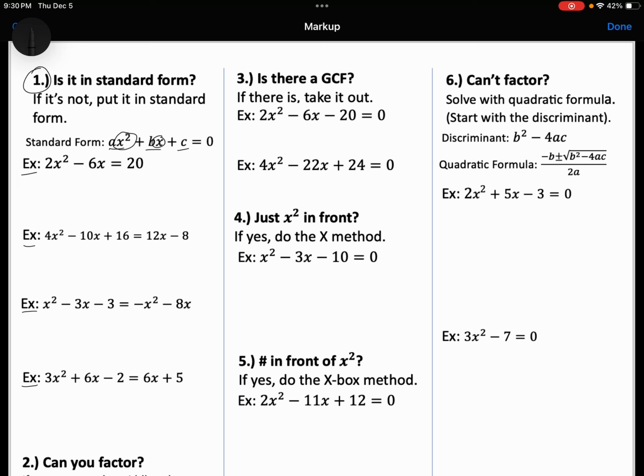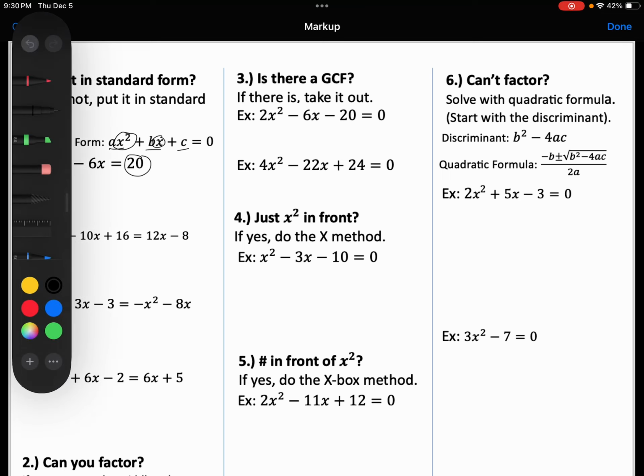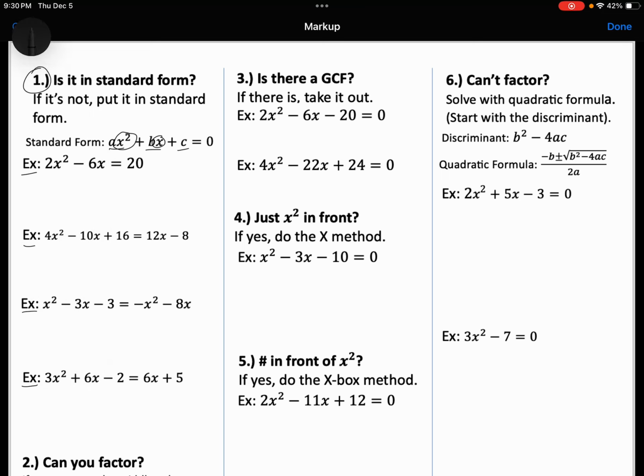In order to do that, we need to make sure all of the terms are on one side. So over here, I see that I have a 20 that is on the opposite side as the other terms. And so what I'm going to do is subtract 20 in order to cancel that from this side. And that means I need to subtract 20 on the other side as well. However, neither of these terms are terms that I can subtract 20 from, because the negative 20 doesn't have an x, but these two terms both do.